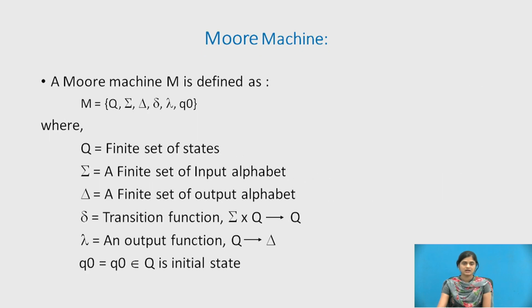So Moore machine. A Moore machine M is defined as a set of 6 elements. The first is Q, that is the finite set of states. Sigma is the finite set of the input alphabet. Delta is the finite set of output alphabet. Then we are having the transition function, that is from Q cross sigma towards Q, that is the finite set of states. Then we are having the output function lambda from the set of states, that is Q, to the set of output alphabet. Q0 is nothing but the initial state that belongs to the set of finite states.